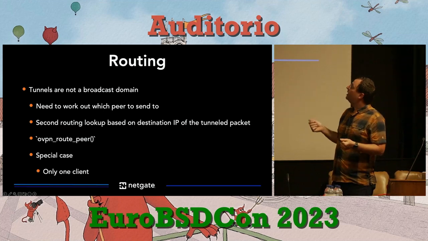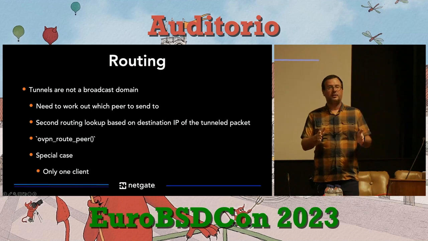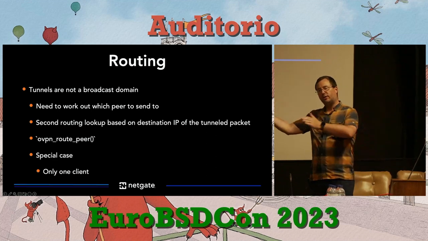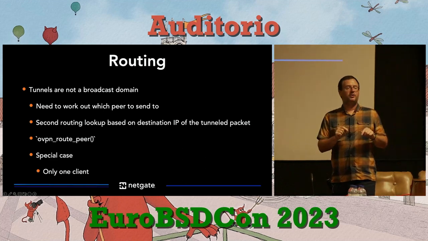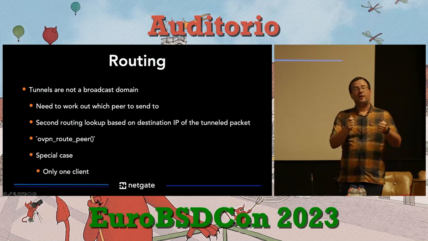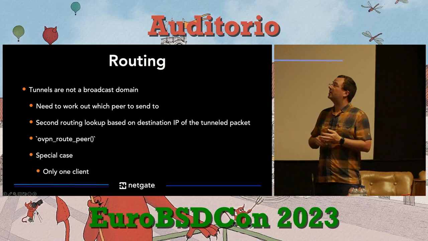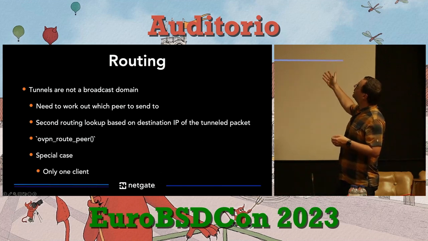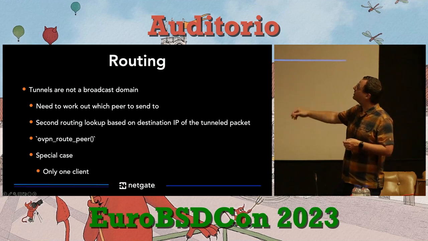So essentially we need to do a second routing lookup. Once the network stack has decided that this packet needs to be routed out of the OpenVPN interface, the OpenVPN code still needs to actually figure out which of the tunnels, which of the connections that it has to clients, it needs to send it down to. So there's a second routing lookup there. If you're following along in the code, that's OVPN route peer.